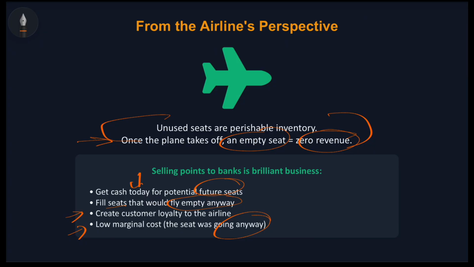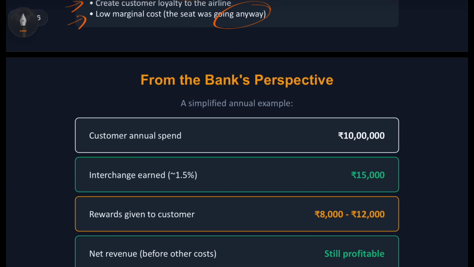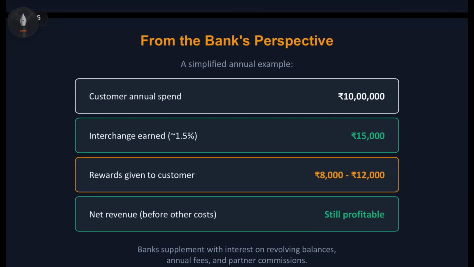So rather than getting zero revenue, 50% revenue from that particular seat is much more generous, right? So what happens? Annually, the customer is spending 10 lakh rupees. The interchange earned at 1.5% is 15,000. The rewards given to customers range between 8,000 to 12,000, and that too if they redeem them. But ultimately, the bank has to purchase them, right?